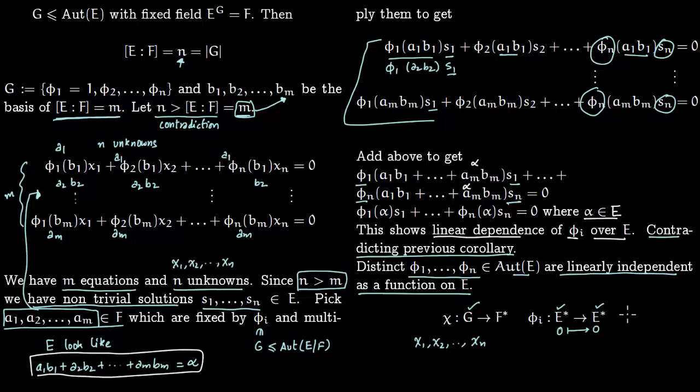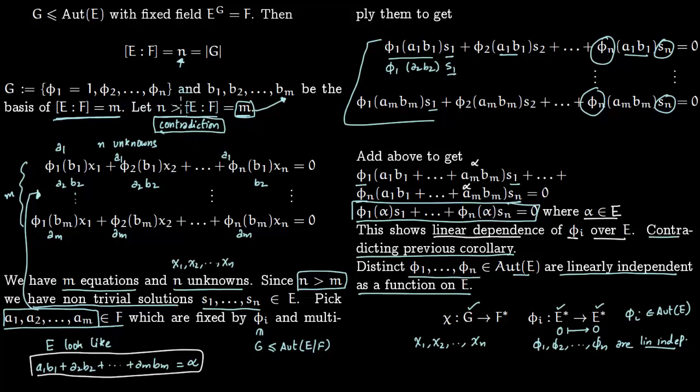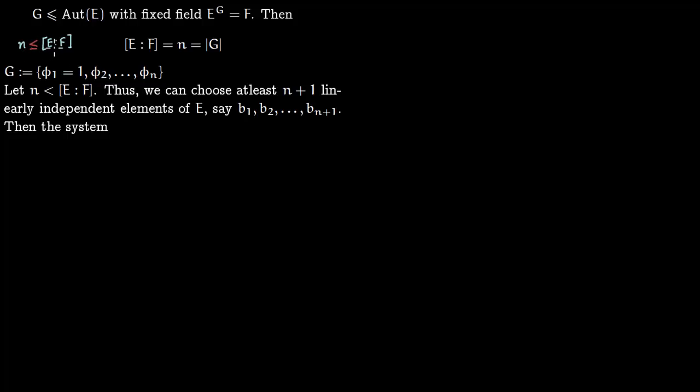Now you can see this phi i lies in the automorphisms of E, and instead of chi1, chi2, all the way to chi n being linearly independent, we are saying phi1, phi2, all the way to phi n are linearly independent. This was our corollary, but here we are getting a contradiction, because we are getting this non-trivial linear relationship, which shows that they are not linearly independent. So we have a contradiction right here. Therefore we can say that n is less than or equal to the degree of E over F.